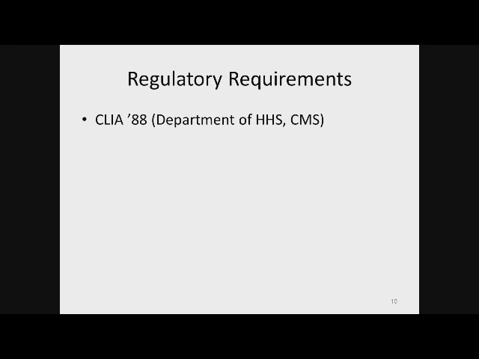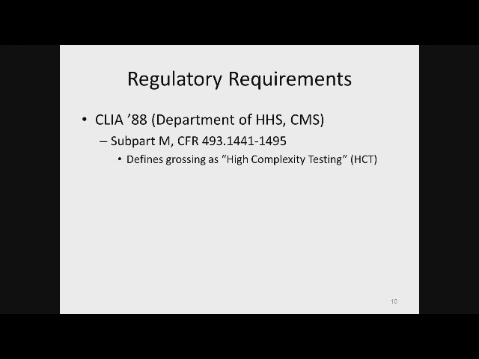They first were expressed in the CLIA regulations of 1988. CLIA regulations are the regulations listed from the Centers for Medicare and Medicaid Services under the Department of Health and Human Services. The CLIA regulations are CFRs that specifically state who can do what types of work in the histology or in the laboratory in general. Specifically, subpart M of CFR 493 defines grossing as high complexity testing.